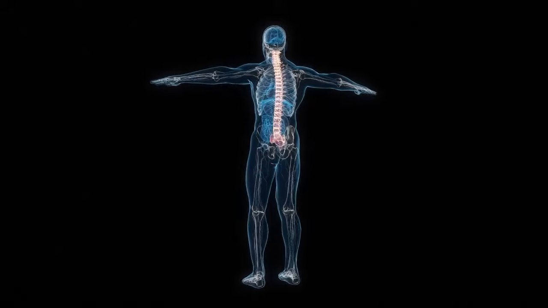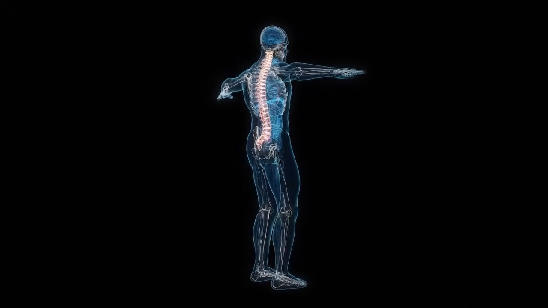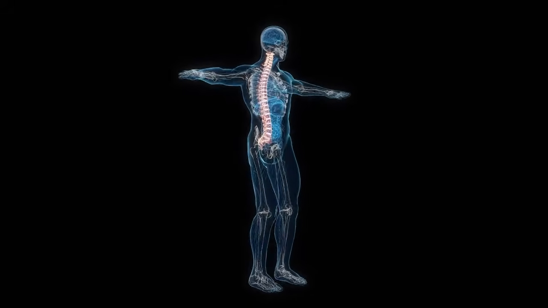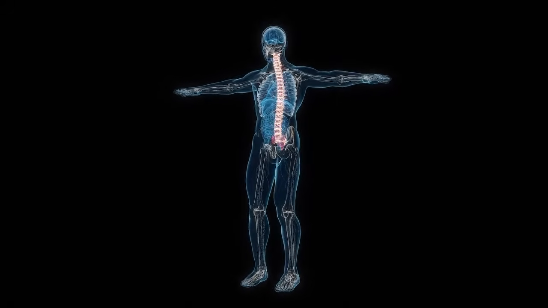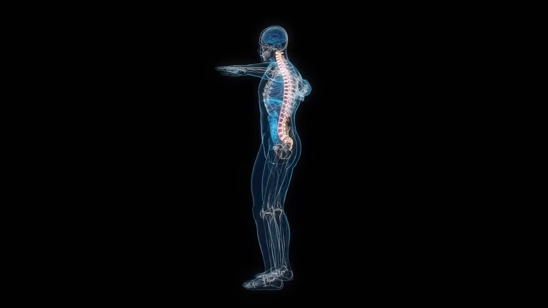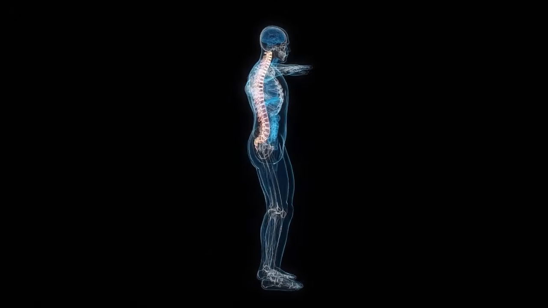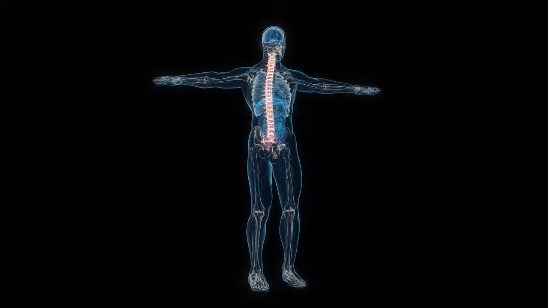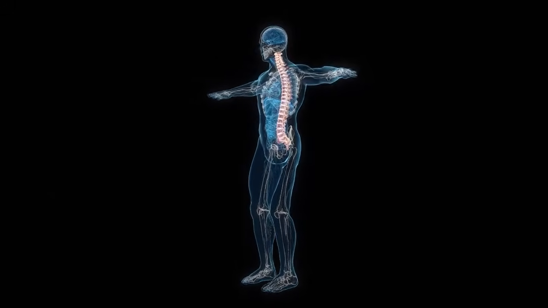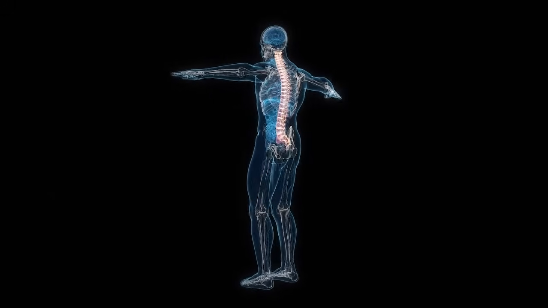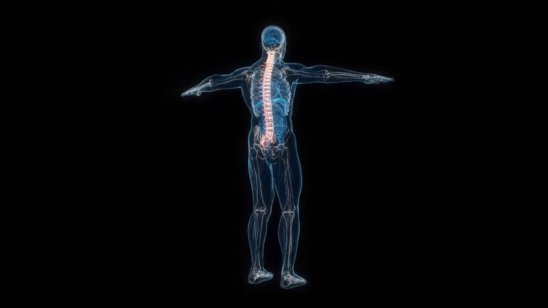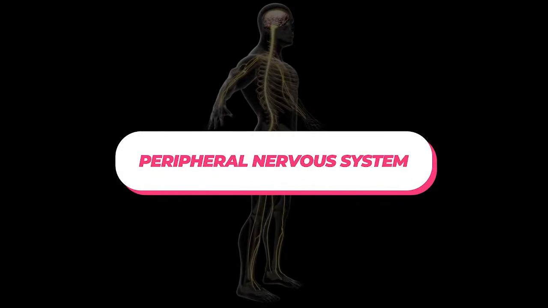The brain sends signals down the spinal cord to control the body's movements and functions, and the spinal cord sends sensory information back to the brain. The spinal cord is made up of nerve cells, neurons, and supportive cells, glial cells. The neurons are responsible for carrying messages to and from the brain, while the glial cells provide support and protection for the neurons. Peripheral nervous system.